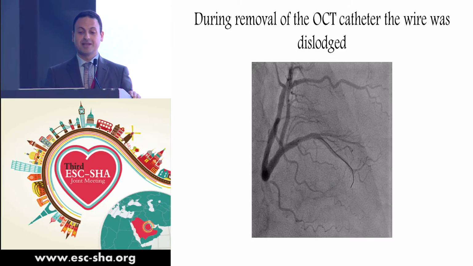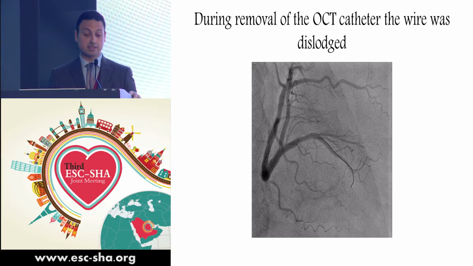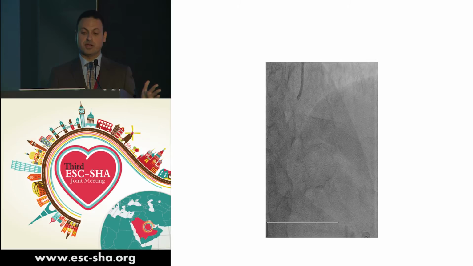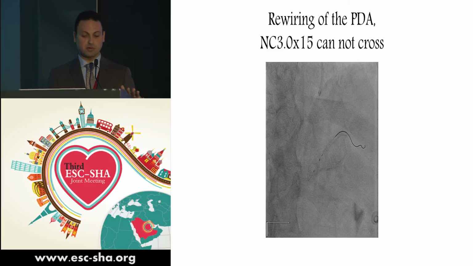Unfortunately, and this happens, during removal of my OCT catheter, my wire was dislodged, maybe because my wire was in a side branch, not distal enough in the distal part of the vessel. And this is the picture now. I have an angiographically good result. OCT showed me there is some stent malapposition, but angiographically I'm looking fine. So what's next? I will respect the OCT.